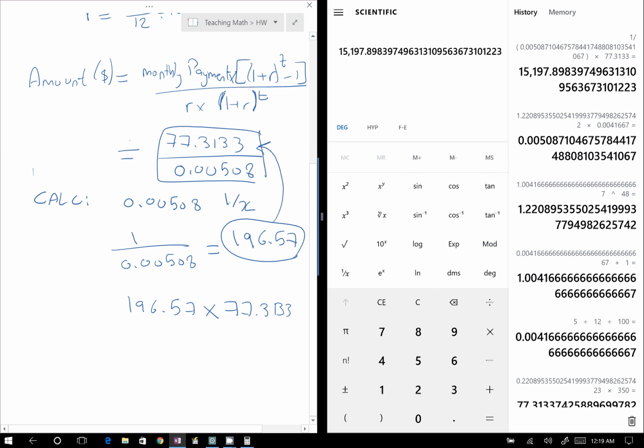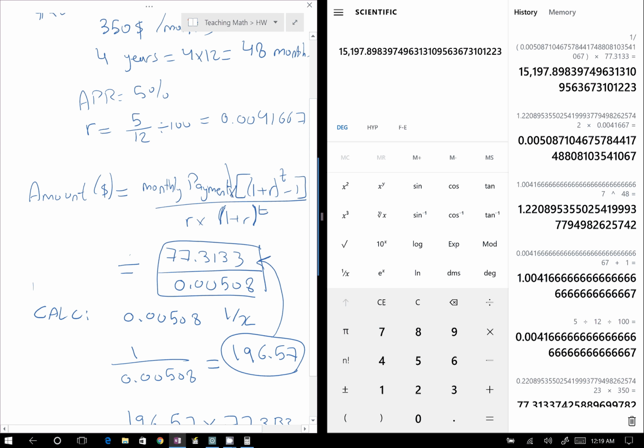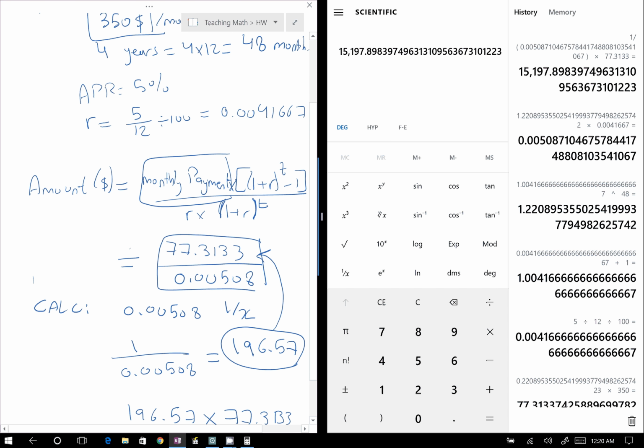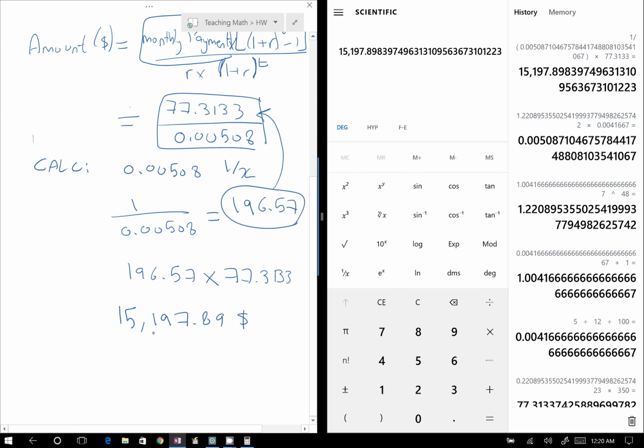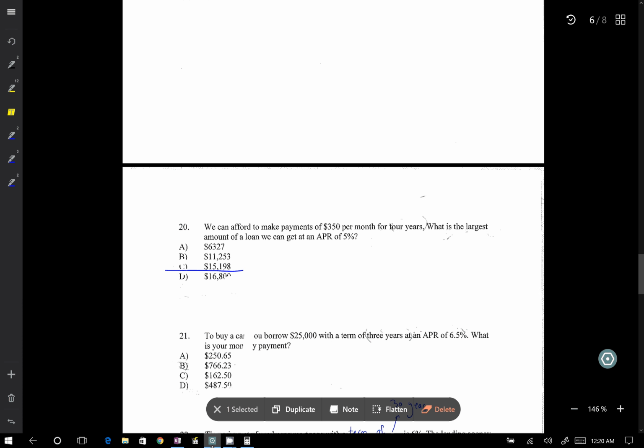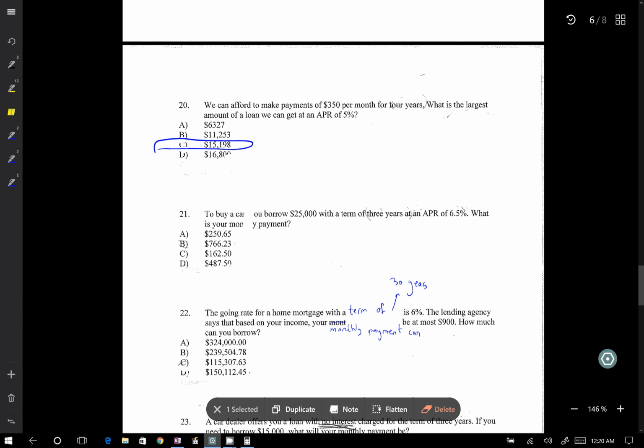So the answer is $15,197.89. So I am paying a monthly payment of $350, and it will accumulate with interest, it will be about $15,200. So that's almost my amount. So let me see. Actually, 15,198. So it is actually C, which is cool. Moving on.